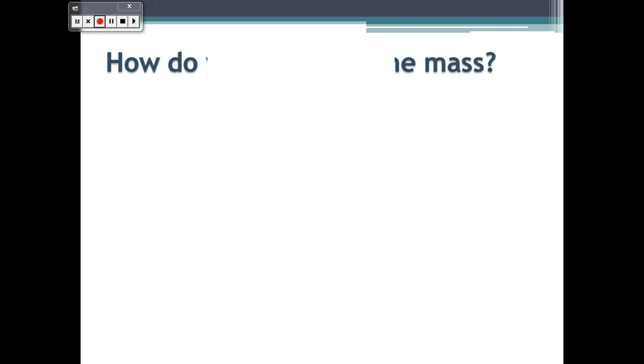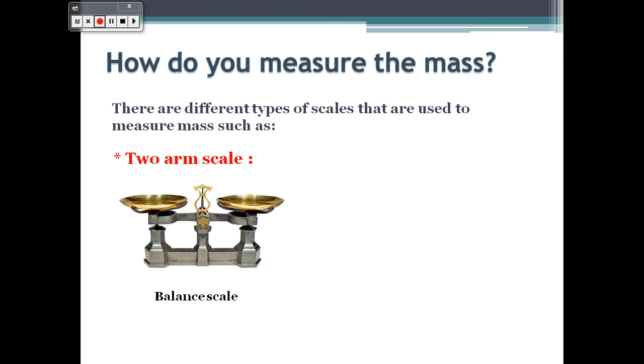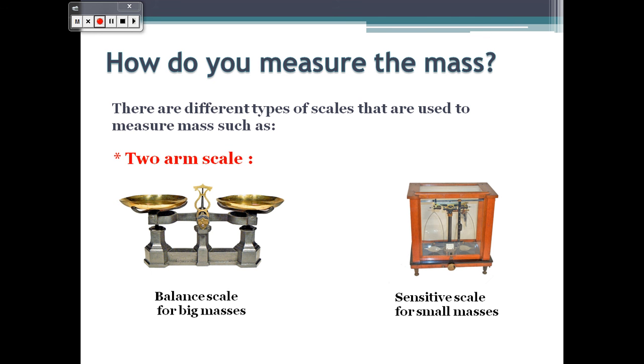And now, how can we measure the mass? We have different types of scales to measure mass. Number 1, the first type, the 2-arm scale. Here we have the balance scale. We can use this balance scale to measure big masses like vegetables and meat. And we also have the sensitive balance to measure small masses like gold. So the 2-arm scale, like the balance scale, is for big masses and the sensitive scale is for small masses.